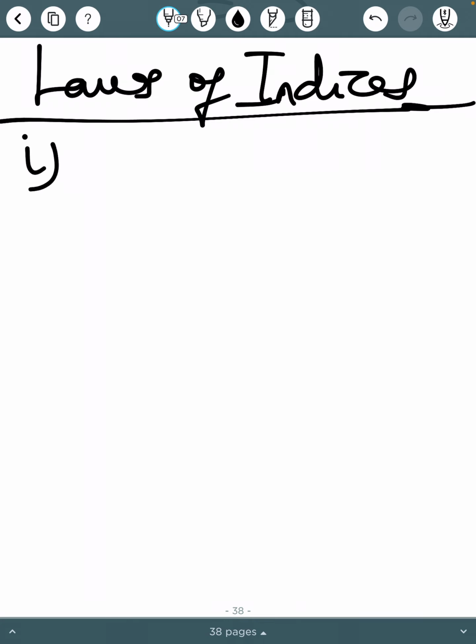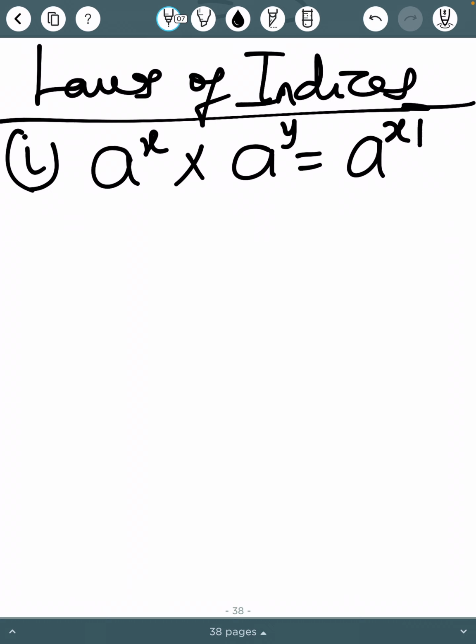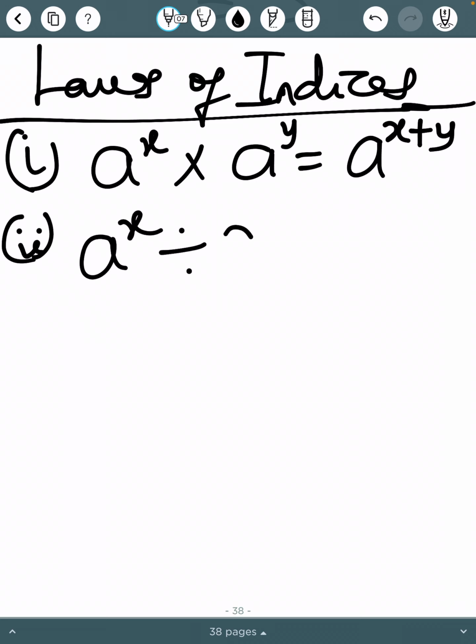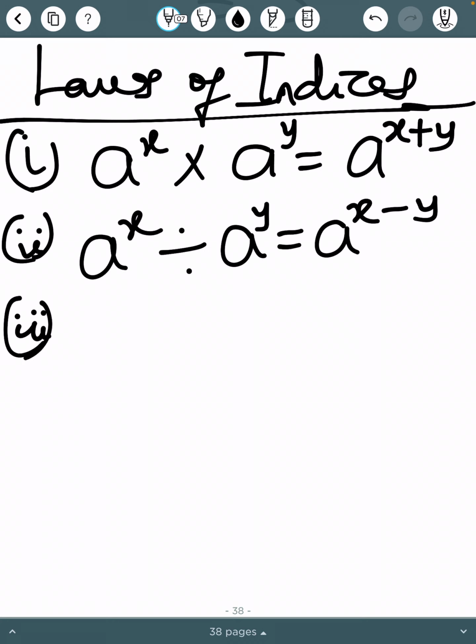First law of indices states that a raised to power x times a raised to power y should be a raised to power x plus y. We say when the bases are the same, we add the indices. Second law says a raised to power x divided by a raised to power y should be treated as a raised to power x minus y. When dividing and the bases are the same, we just subtract the indices. That's a brief explanation for that.